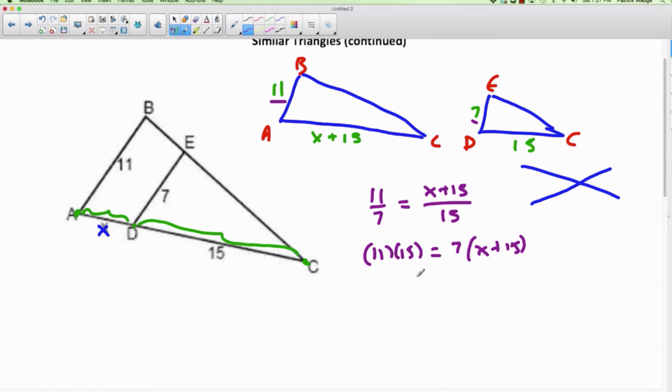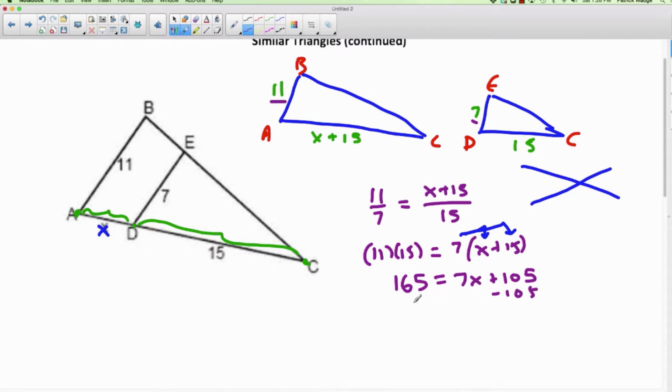So 11 times 15, 165 equals, be careful here, you know what you have to do here? This is your feeding the chickens or the mountains, or distributive property is really what we call it, right? So 7 times x is 7x, 7 times 15 is 105. Looks like a little bit of algebra here. Shouldn't be too bad. All we have to do is get this x by itself. Let's look for adding and subtracting first. I see a subtracting step right here.